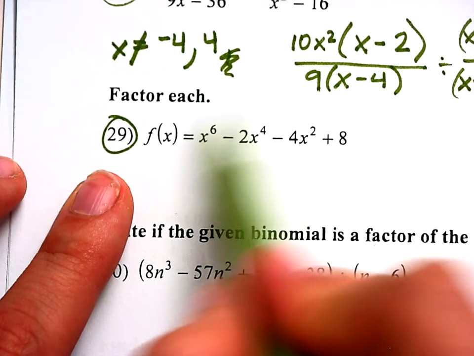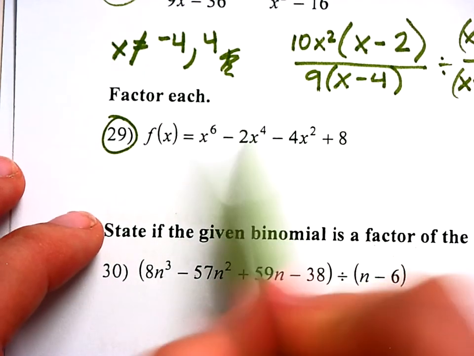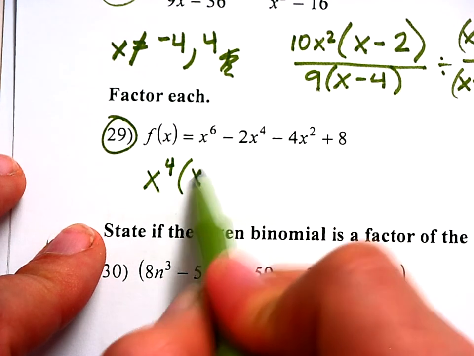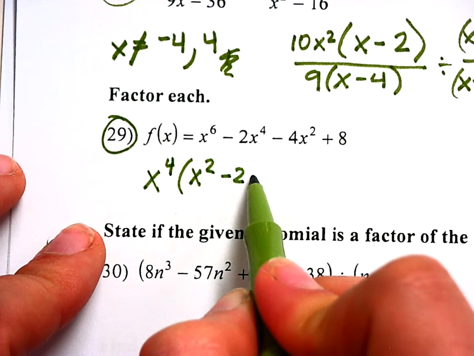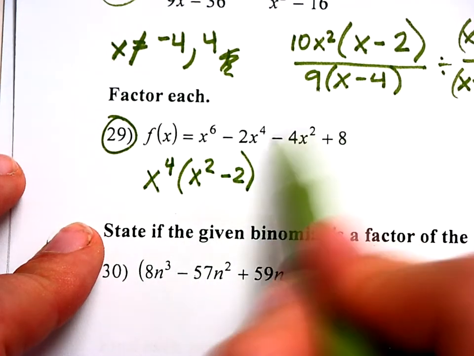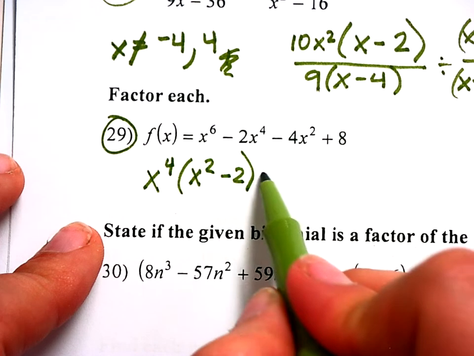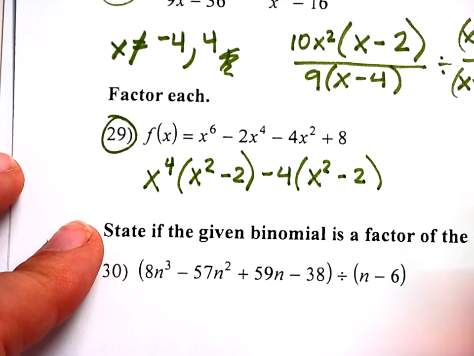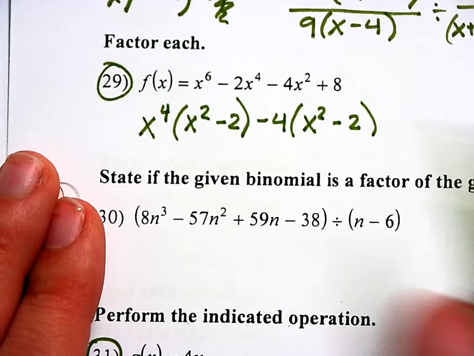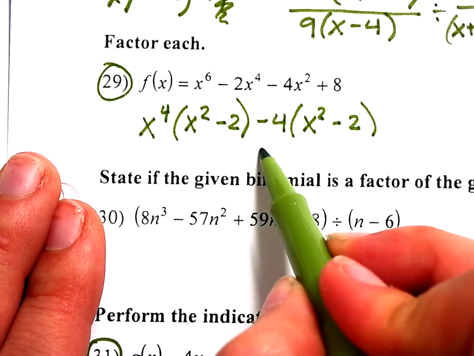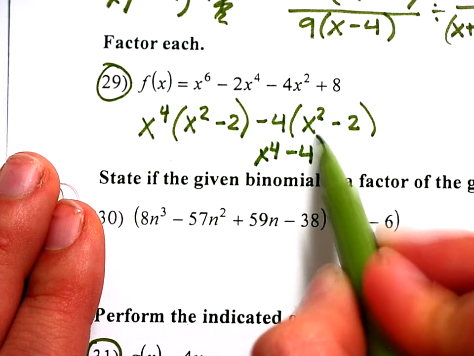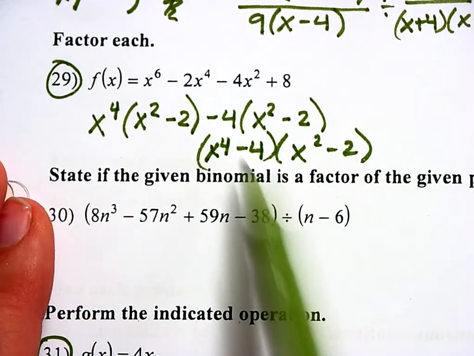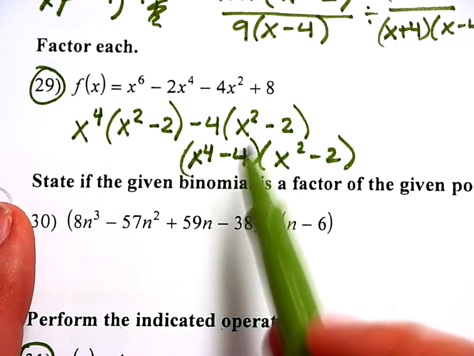So let's try to group this first group. We could factor out an x to the 4th. That leaves an x squared minus 2. And then here I can factor out a negative 4. So minus 4, that leaves me an x squared minus 2. Okay, so then using our grouping method, this is really x to the 4th minus 4 times x squared minus 2. And this is a difference of squares, so I can still factor this one.